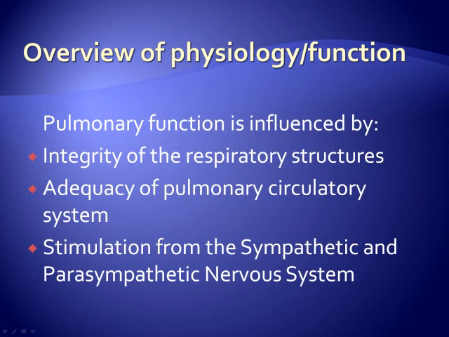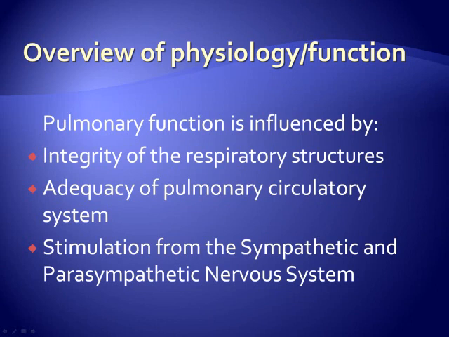Adequacy of our pulmonary circulatory system, that has to be working well. Remember that the pulmonary circulation is coming from the right side of the heart, it goes through the lungs, and then goes over to the left side of the heart. So if we have an inadequacy, if we have a problem with our pulmonary circulation, then blood is going to back up to the right side of the heart.